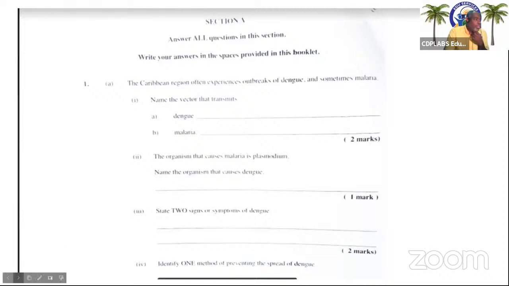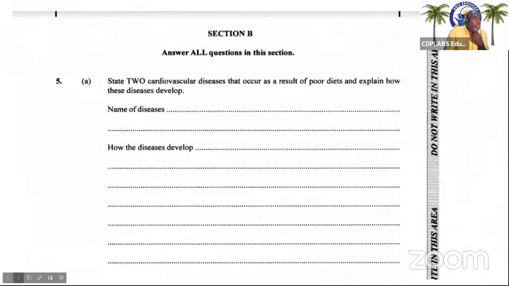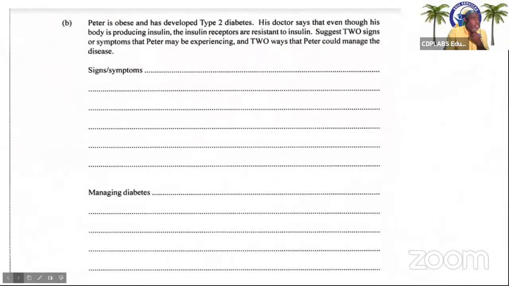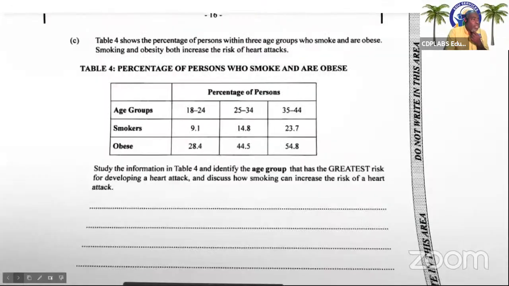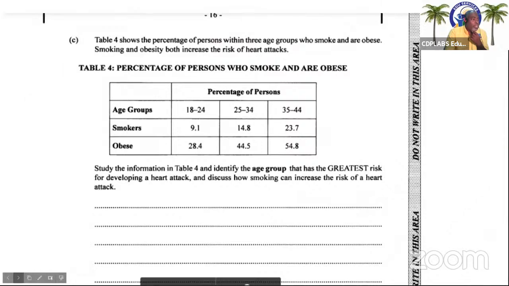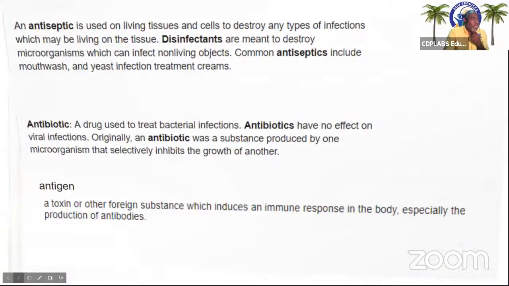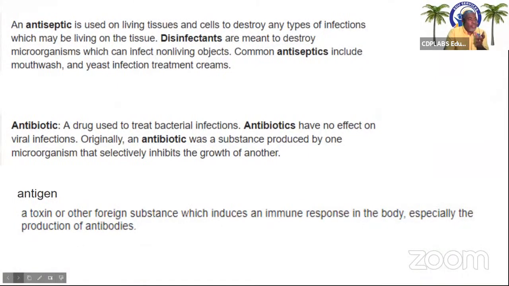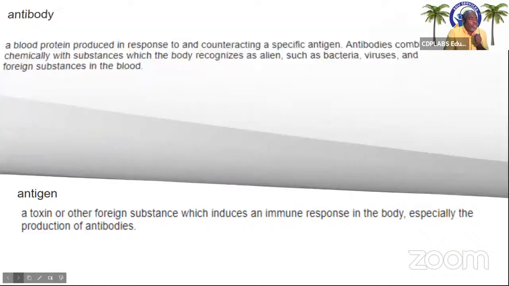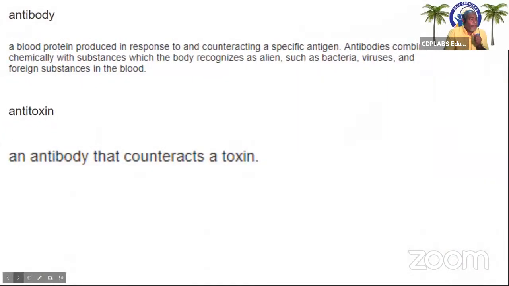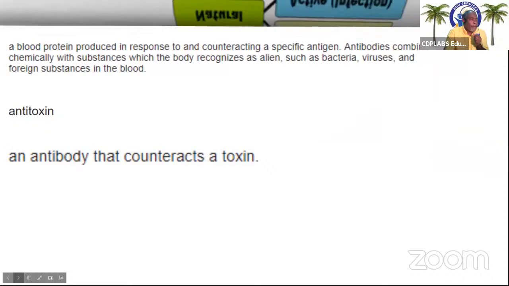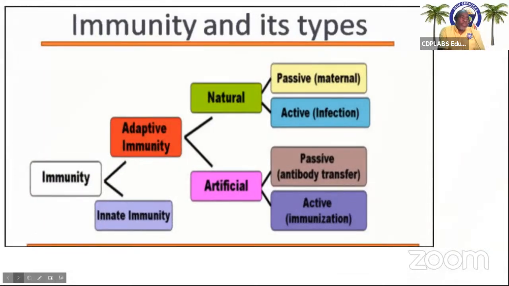Let's see what we have left here. And we'll have some diseases to talk about. Just to show you what's coming up next. We have diabetes to talk about. And I'm going to watch the videos. So we'll be looking at more past papers, questions based on what we have done so far. And then after that, we'll be going into immunity and its types.